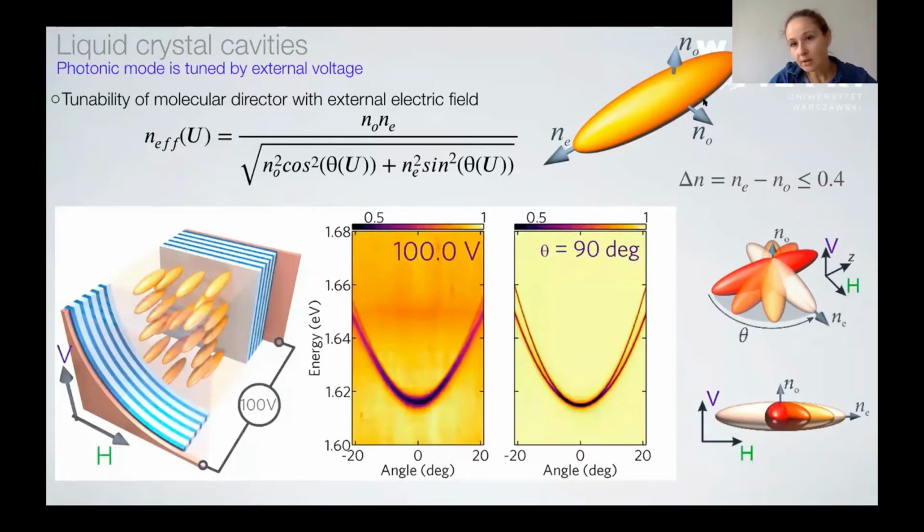Ordinary here and here, and then along this molecule we have the value of the extraordinary refractive index. So if we put the molecule inside and we apply an electric field, we can rotate the molecule in plane, versus the DBR here.